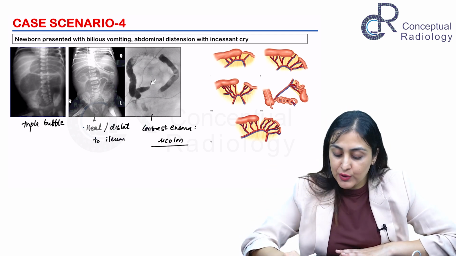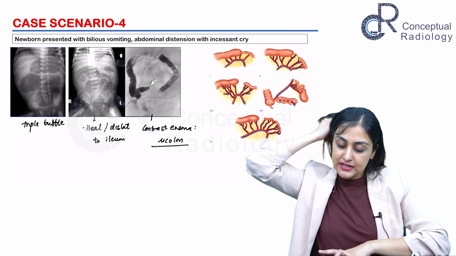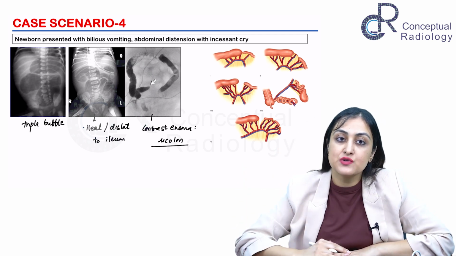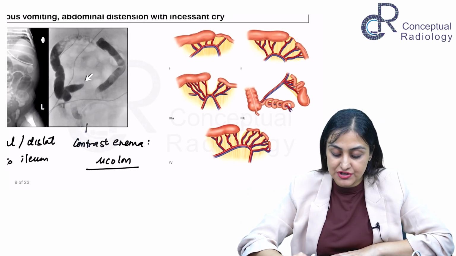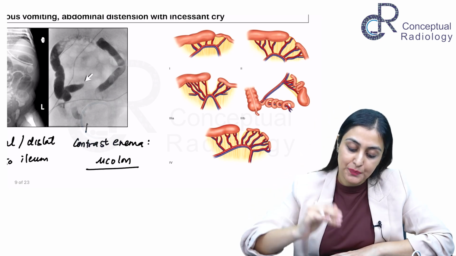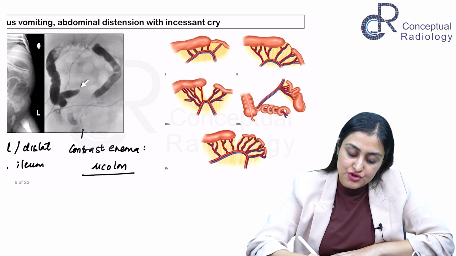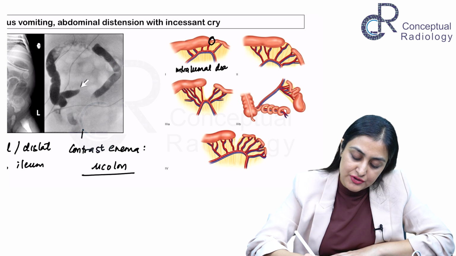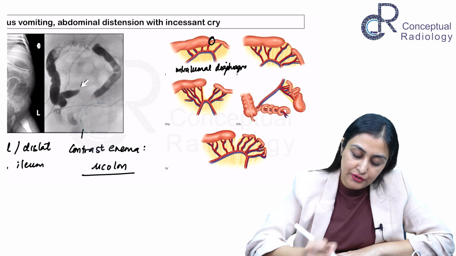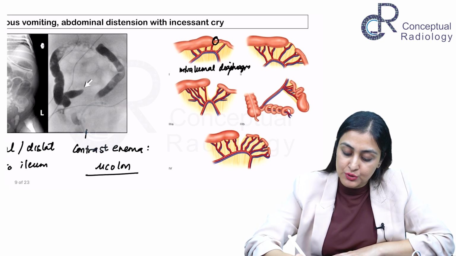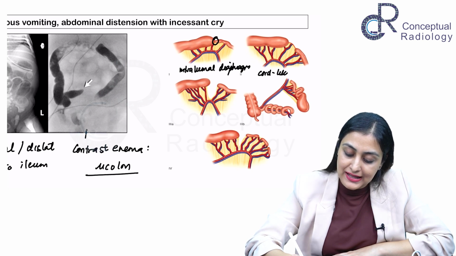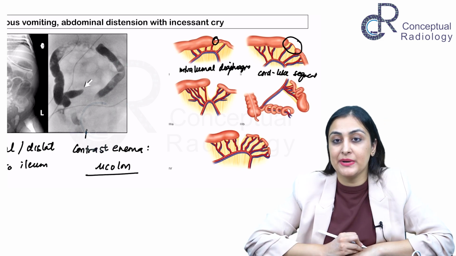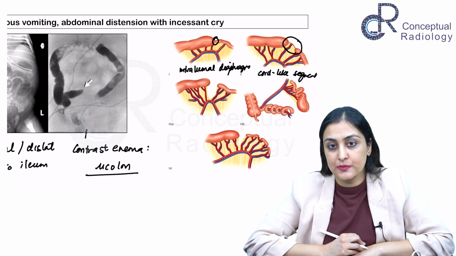Now, also important for the theory aspect is the different types of jejunal atresia or ileal atresia. So there are 4 types here. Type 1 is where you just have an intraluminal diaphragm, which is causing a level of obstruction. In type 2, what you have is a cord-like segment in between 2 loops of bowel, and that is the level where you have the obstruction.